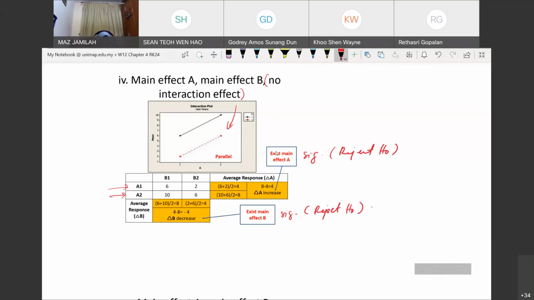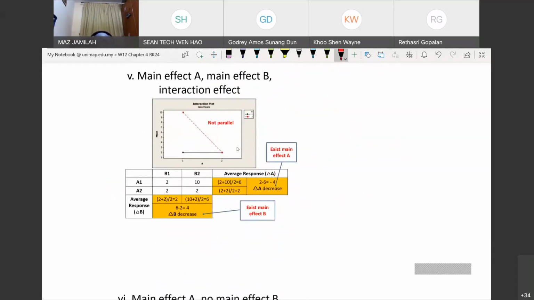Next, main effect of factor A, main effect of factor B, and there is an interaction effect. Not parallel means that there is an interaction effect. What about the main effect? Since there is a decrease, main effect A exists, main effect B exists. So that's how you can see all three are significant. But once you know that there is an interaction, we focus on the interaction effect. No need to check for the main effect.